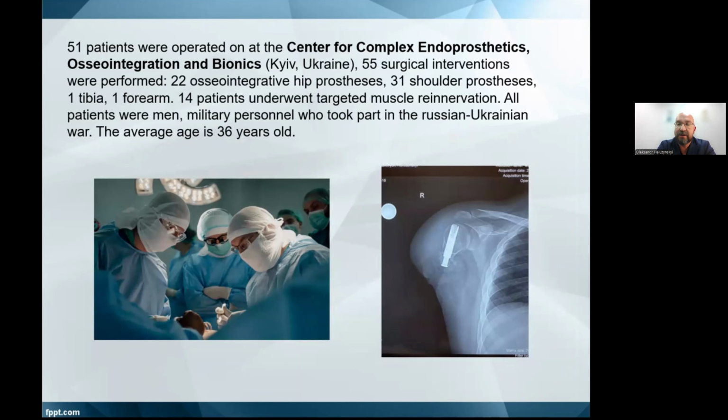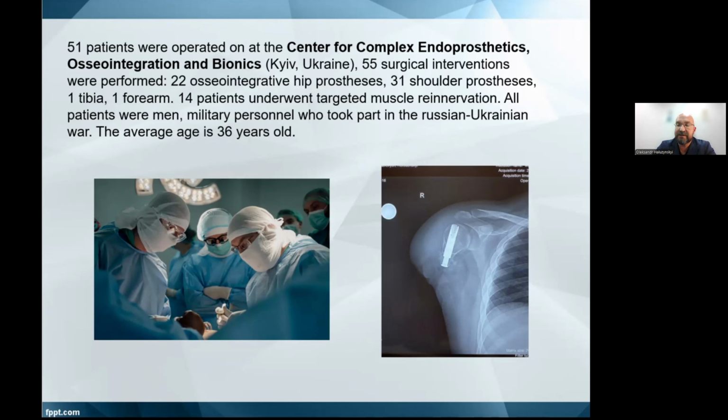51 patients were operated on at the center. 55 surgical interventions were performed: 22 osseointegrative hip prostheses, 31 shoulder prostheses, 1 tibia, 1 forearm. 14 patients underwent targeted muscle reinnervation. We did TMR both to reduce phantom pain and to create additional sites for controlling the bionic hand. But Jonas will tell us about this today.